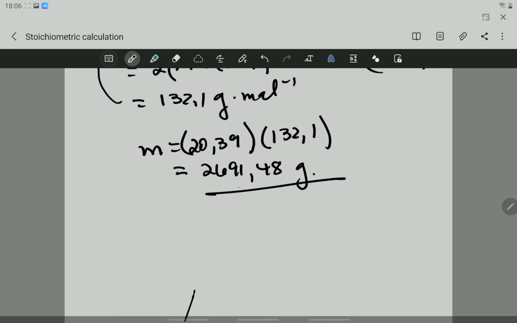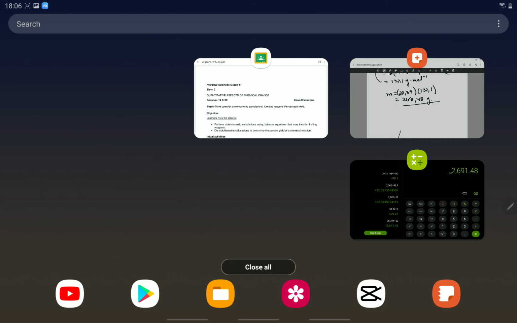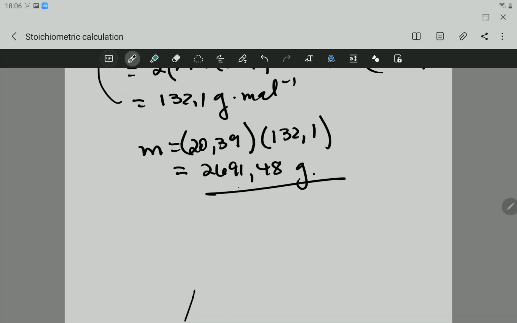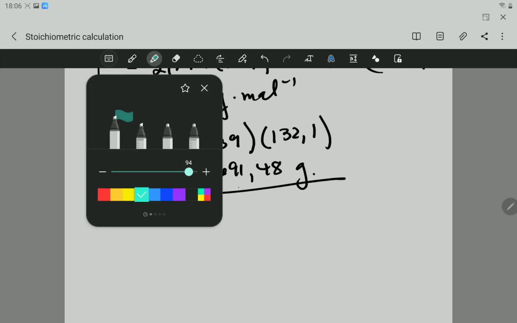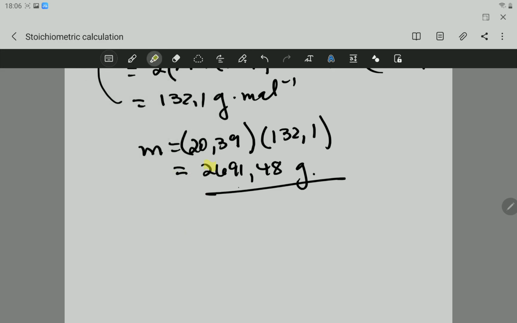That is the answer for the question. You can, if you want, convert it into kilogram because the initial question is in kilogram, but it's not needed. All right? So this is, in theory, what we can actually get from the equation. This is the final answer for the question.